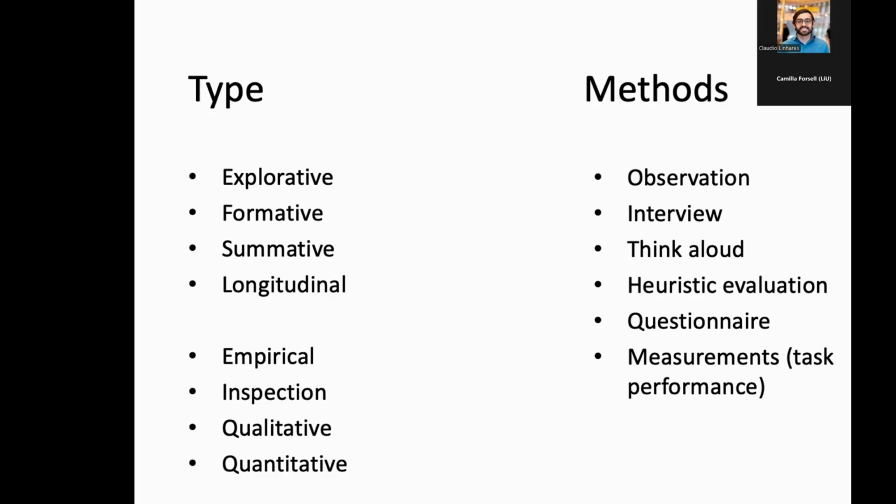And then we differ between empirical and inspection methods. Empirical is basically that you actually test with actual users, whereas inspection methods in their original form are performed by experts in something, perhaps usability experts, or you can be visualization experts, right? And then qualitative non-numerical data, and then numerical data.